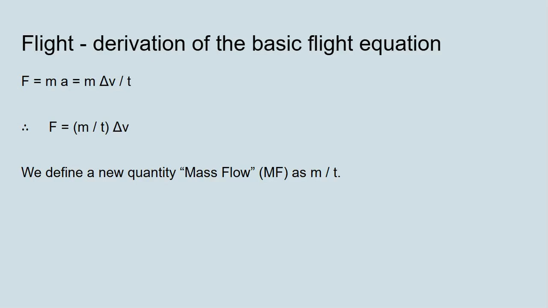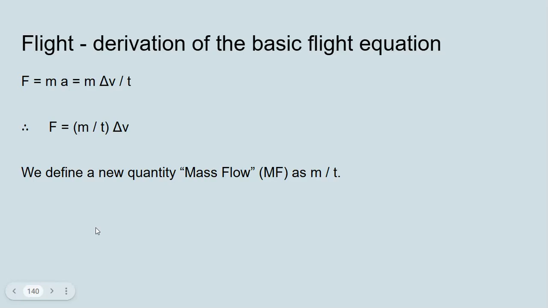So let's get started. We're going to go back to F equals ma, or F equals mass times the change in velocity per time. You can see I blew that up just a little bit over here. So F equals m times change in velocity per time, but I'm actually going to pull out the change in velocity outside, and I'm going to make this mass per time. And I'm going to define a brand new quantity, something called mass flow, or MF. And that is mass per time.